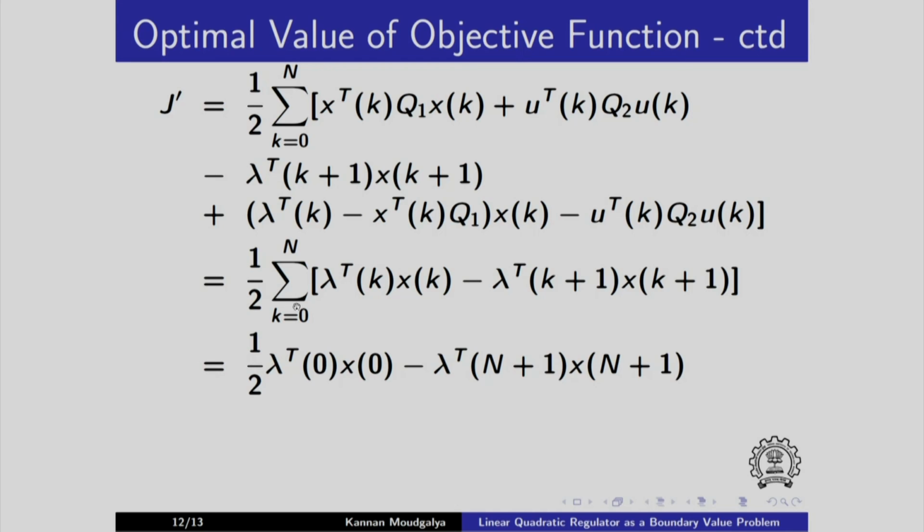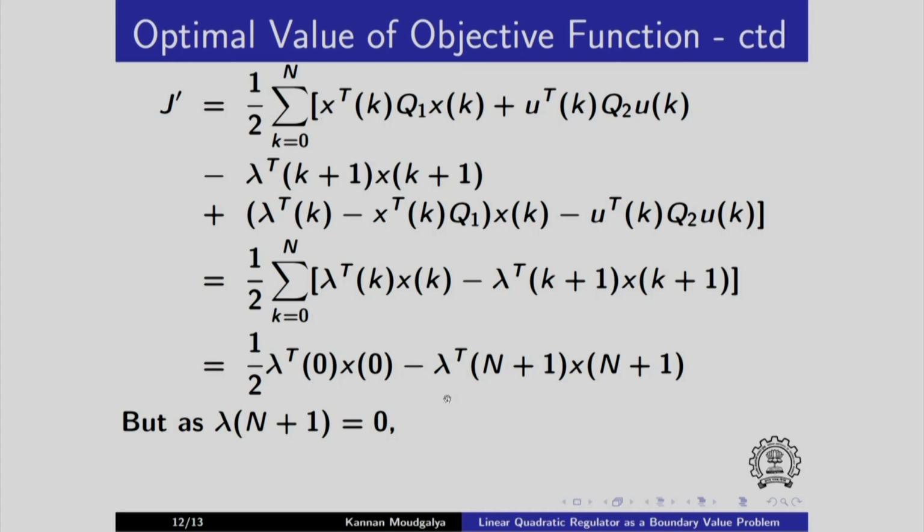Now I expand this. Notice that the index k goes from 0 to N. When I expand and remove all the things that cancelled, I get this, namely at k equals 0 from here, and when I substitute k equals N, I get the last term here. All other intermediate terms will get cancelled. This minus sign term will cancel the plus sign term from here. And what is lambda of N plus 1? It is equal to 0.